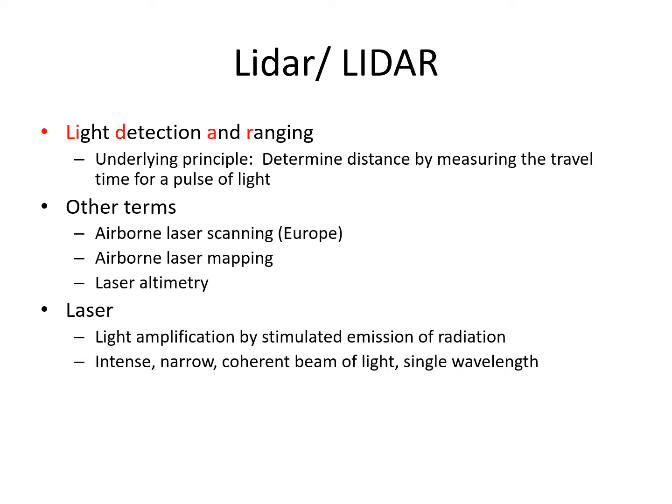The underlying principle is you can determine the distance by how much time passes between sending out a pulse of light and when that pulse of light is reflected back. That's basically all it does. It shoots out a tiny little laser emission, and then it calculates the time until that pulse of laser light hits something. There's other terms for it used in different places.